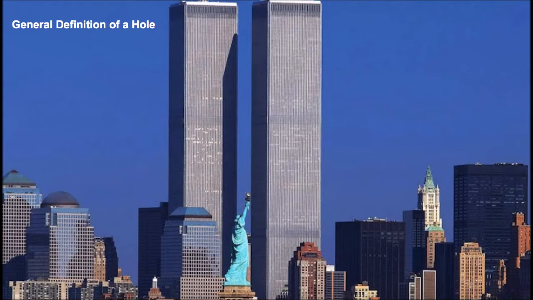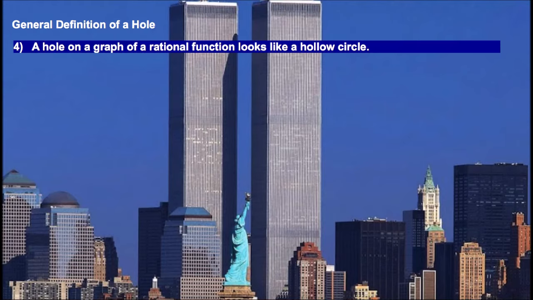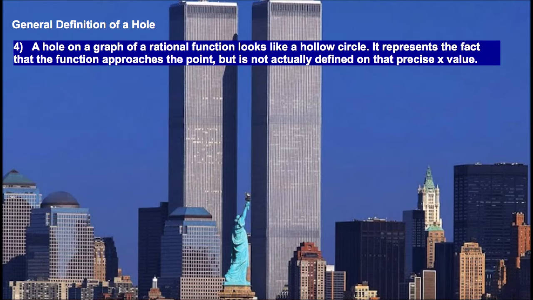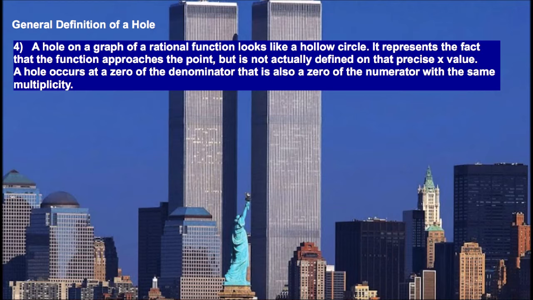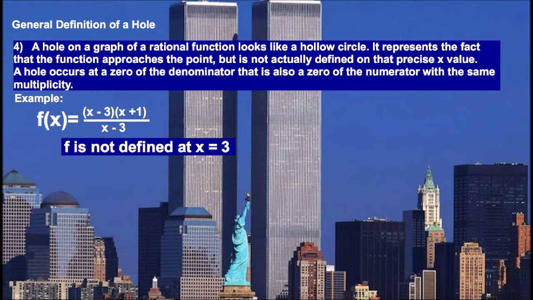General definition of a hole. A hole on a graph of a rational function looks like a hollow circle. It represents the fact that the function approaches the point but is not actually defined on that precise x value. A hole occurs at a 0 of the denominator that is also a 0 of the numerator with the same multiplicity. Example, f of x equals the quantity x minus 3 times the quantity x plus 1, everything over x minus 3. F is not defined at x equals 3.